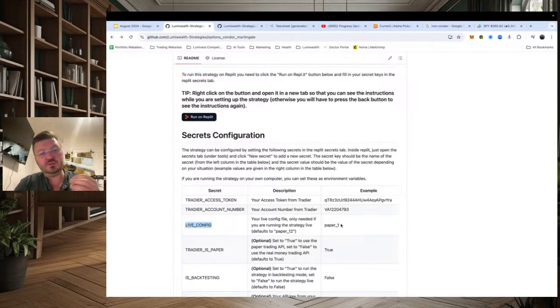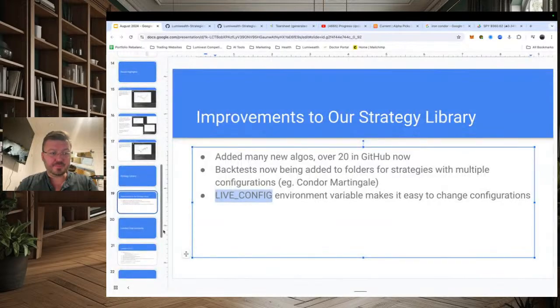When you set that to whatever paper 1, paper 2, whatever the name of the configuration is, it will automatically do that. So it makes it a lot easier. Instead of changing code, you don't need to change anything in code anymore. It's all just environment variables. We've made it as simple as possible. All right. Cool. Any questions around that?